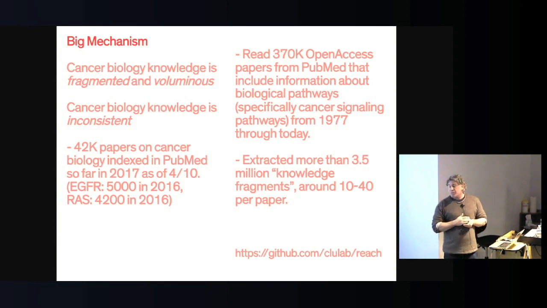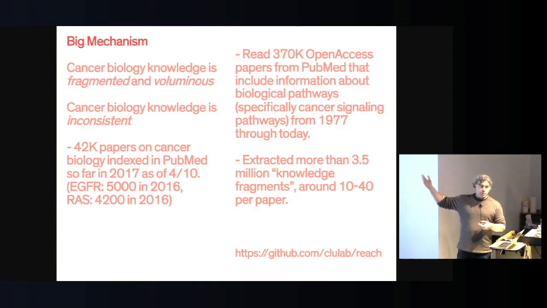So the NLP group for Big Mechanism, the computational linguistics group at University of Arizona, has created a system to automatically read, now it's up to 370,000 academic papers about cancer biology that are open access on PubMed. That includes information about biological pathways, or the proteins or protein complexes implicated in biological pathways related to cancer signaling, from 1977 all the way to today. So there's no way anyone could read that many papers.